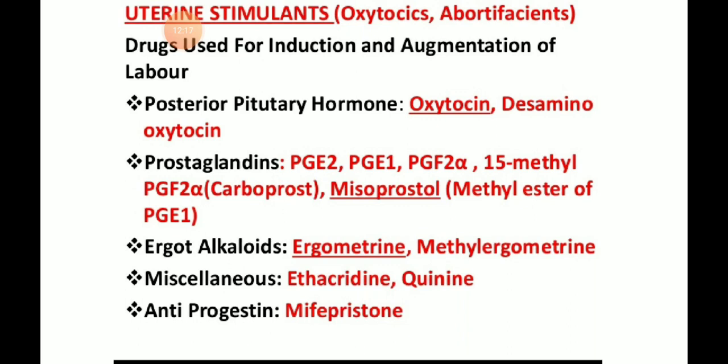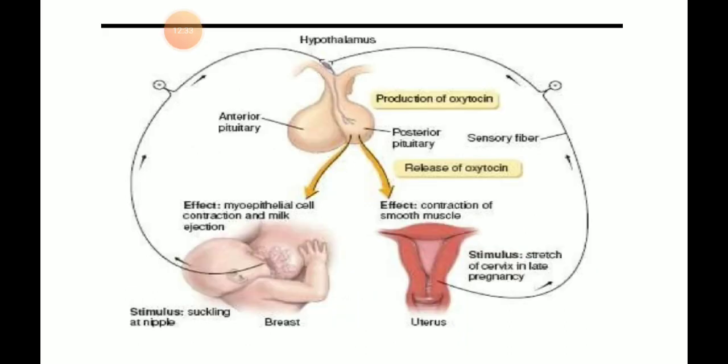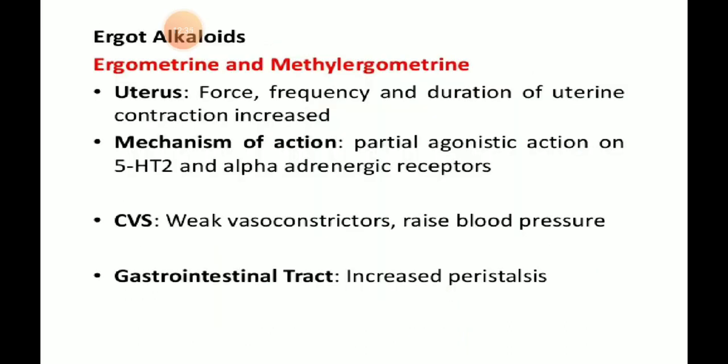But besides this, there is one more drug group which is very important in this regard, and those are called ergot alkaloids, the ergometrine and methylergometrine. It's obtained from Claviceps purpurea. These alkaloids increase the force, frequency, and duration of uterine contraction, and these drugs basically have action on the uterus.